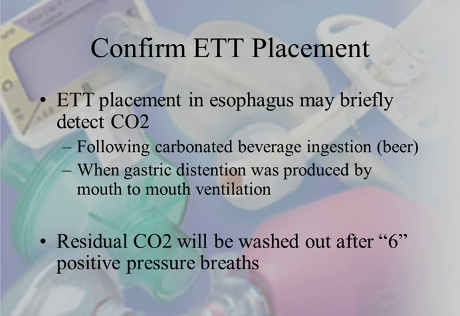It also tells us what our placement is, in the esophagus or in the trachea. And it says endotracheal tube placement in the esophagus may briefly detect end-tidal CO2 following carbonated beverages or ingestion of beer, and when gastric distension was produced by mouth-to-mouth ventilation. The residual CO2 will be washed out after about 6 positive pressure breaths. So after 6 breaths with a BVM, it should blow off and wash out all of the residual CO2.